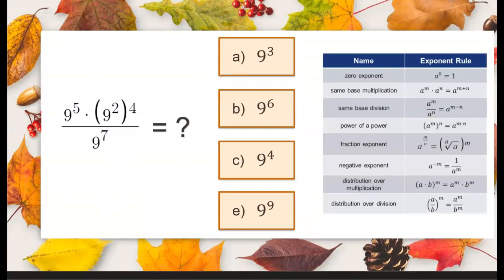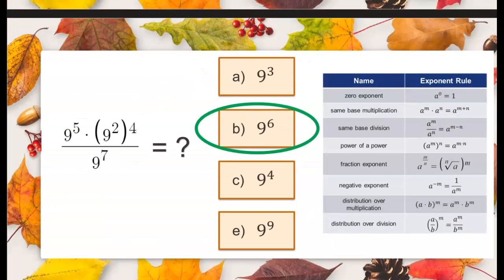This is our last exponent rule problem. It's kind of a complicated one. Take a second to look at it. What does this simplify to? All right, the correct answer is 9 to the 6th. How did we get that?